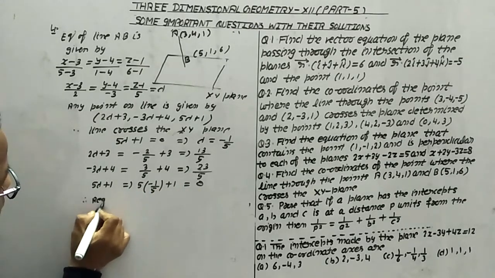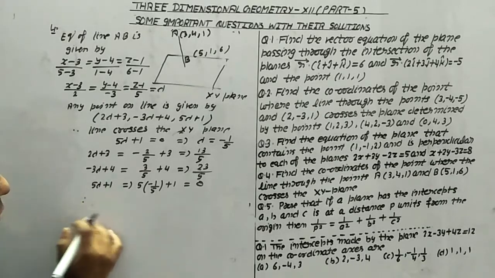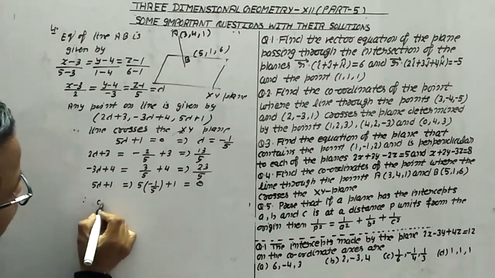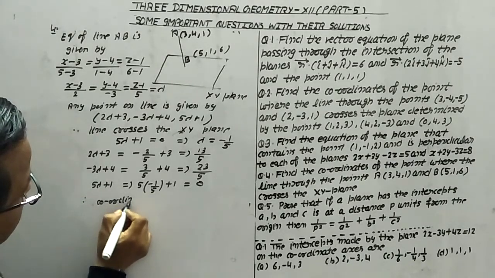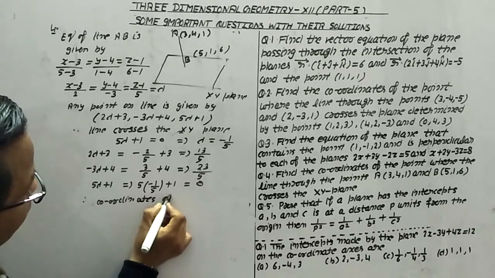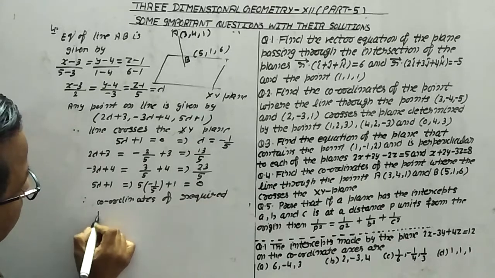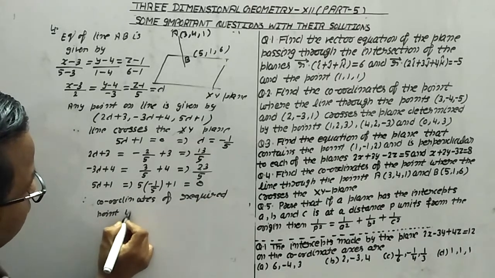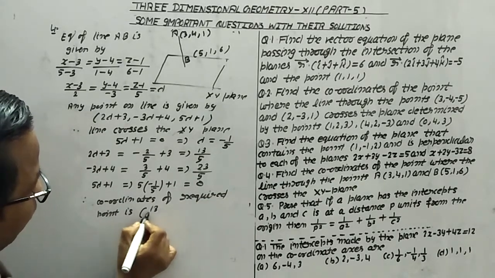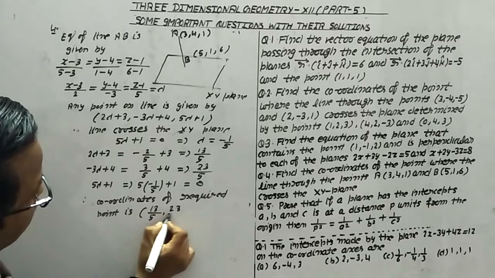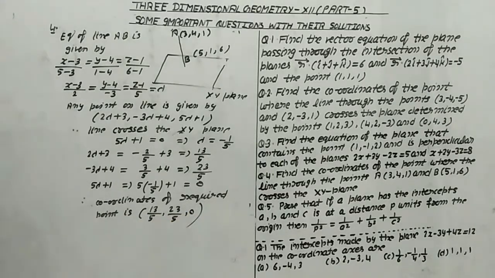Therefore we have to find the coordinates of the required point. What is the coordinate of the required point? (13 upon 5, 23 upon 5, 0). And this is the answer for this part.